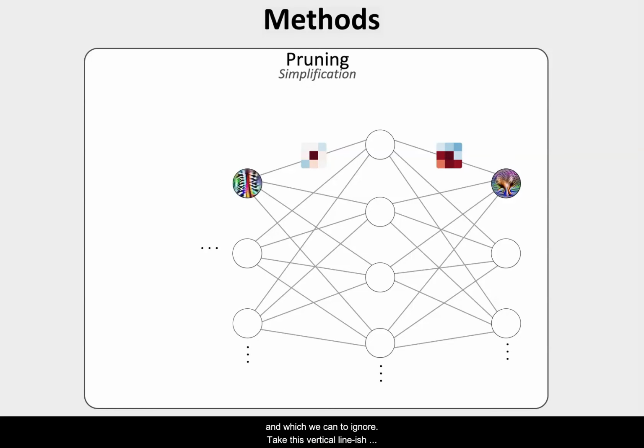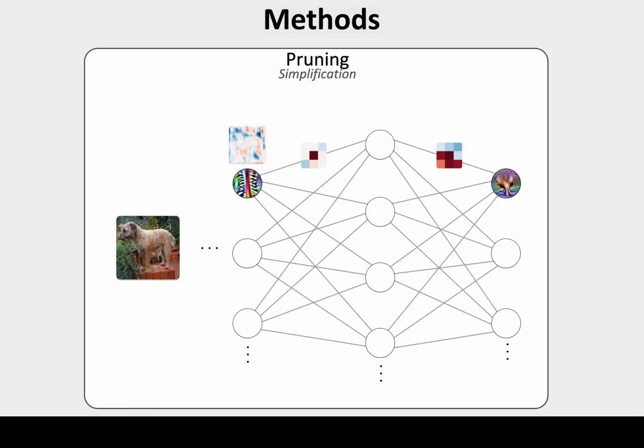Take this vertical line-ish upstream feature. What's its effect on our feature of interest? When an input image is passed into our network, the upstream feature is checked against all local regions of the image, creating an activation map. This map is ReLU'd and passed along, until we get our target feature's response. Suppose, though, that our vertical line feature were removed from the network. How would the response of the leg feature change?